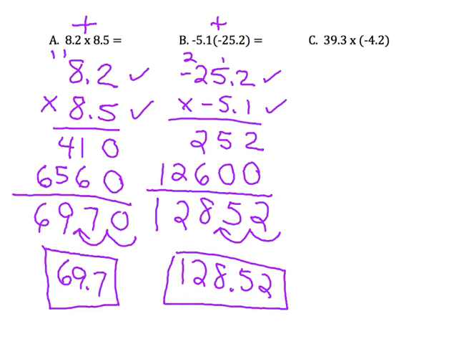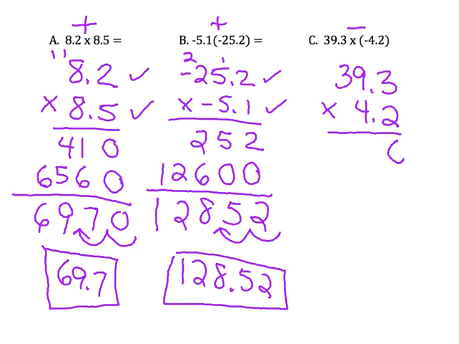I am going to go ahead and continue talking and doing these problems. You can work ahead on your own or you can work with me. It's your choice. Okay. 39.3 is more digits times 4.2. Positive times a negative is going to be a negative answer.